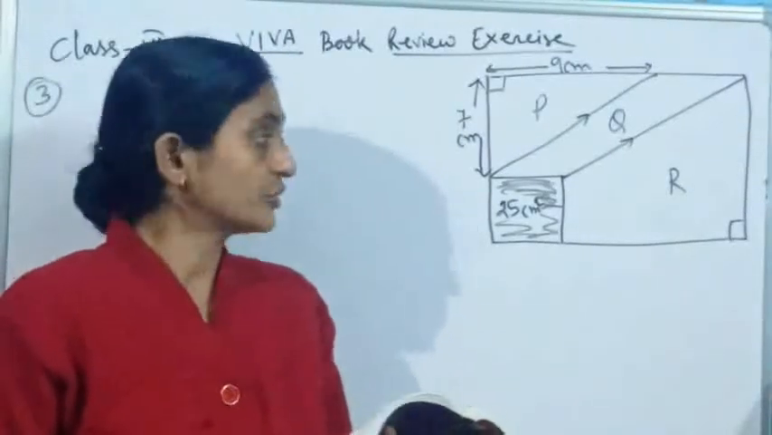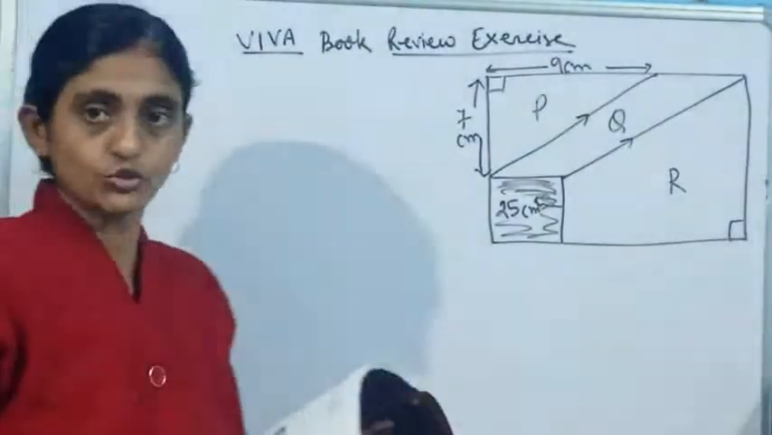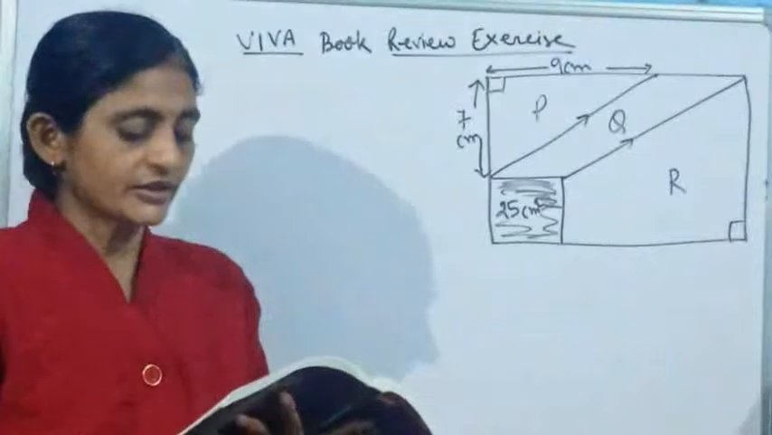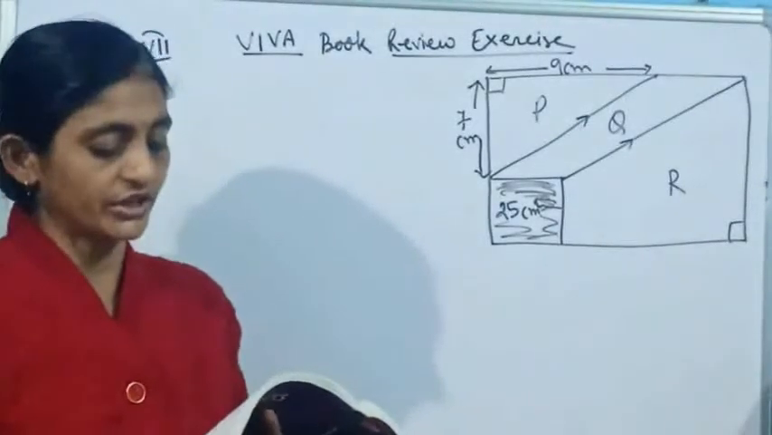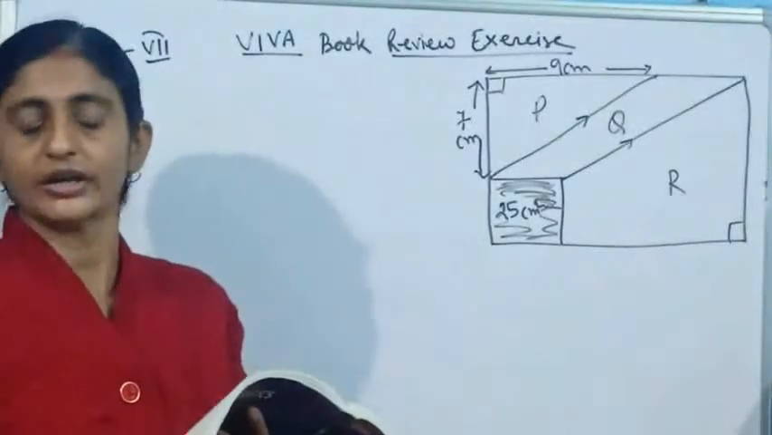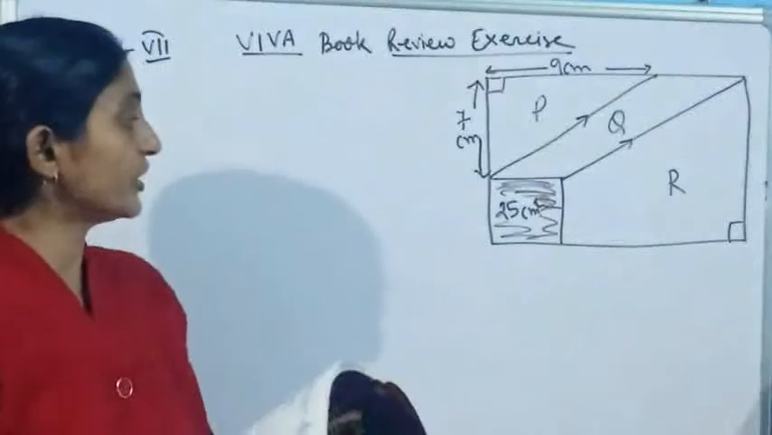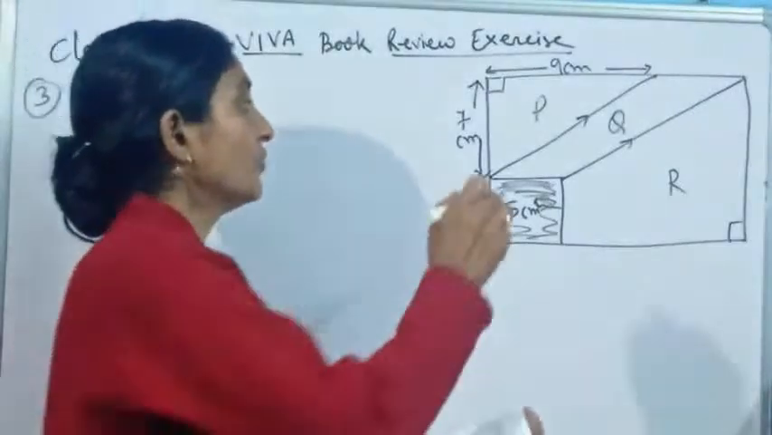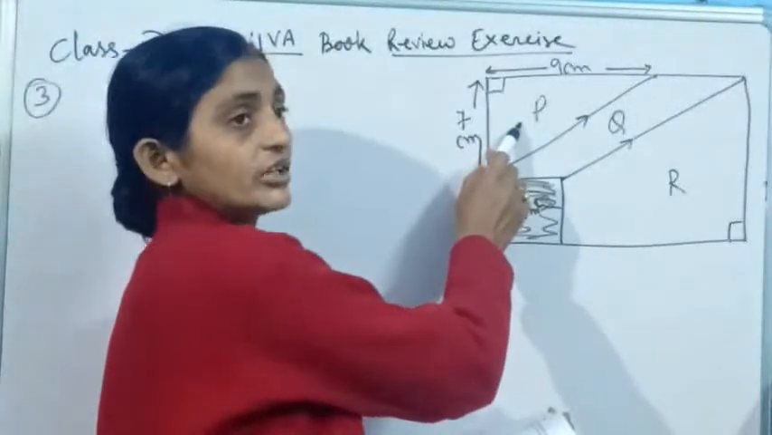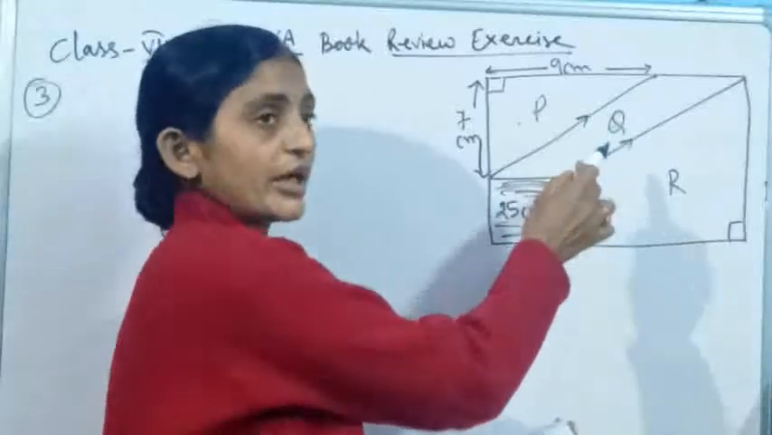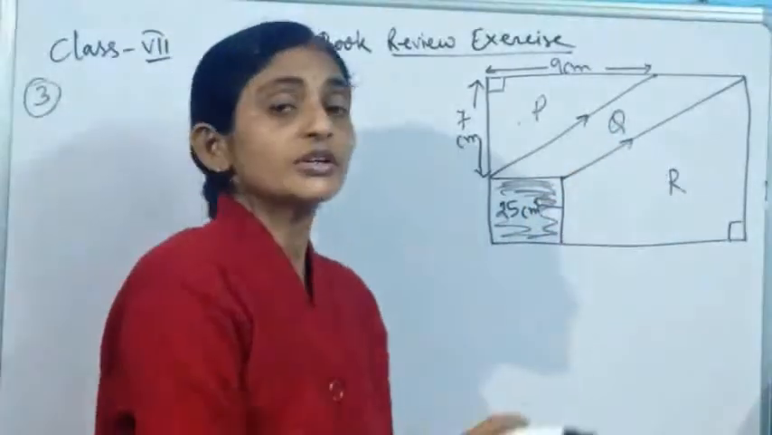Let's come to question number 3. You can see I have drawn the diagram for that question. Here, in this case, you have been asked to calculate the area of the regions marked P, Q and R. So first you have to find out what shapes have been given. First one, P, is a right angle triangle. Q is a parallelogram, and R is a trapezium.